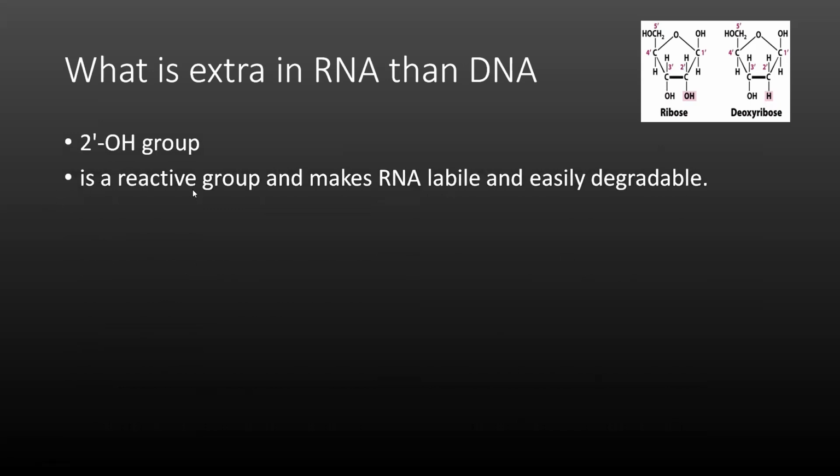Then it's a reactive group. So this 2' OH group is extra. Anything extra means it will react, means it will have extra energy. Extra energy means it is reactive. Anything which does not have any energy will not act. It will sit quietly. No reaction will be shown. We have studied in the periodic table the reactive metals and non-reactive metals. The reactive metal will have extra energy. They have an extra electron which they want to give out. So that's why they react. For example, sodium, potassium, they all have extra.